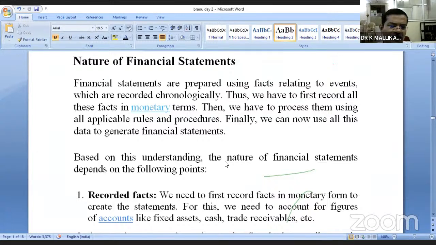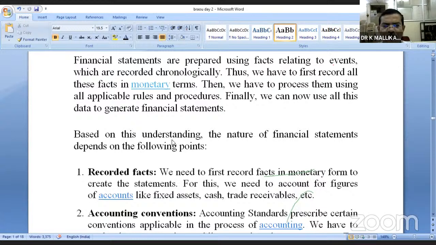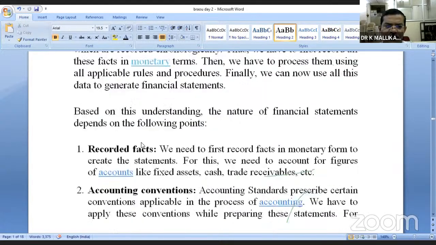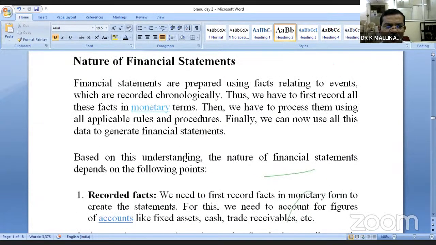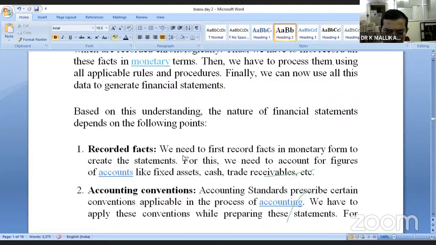Right? First record this, and whatever all the transactions are, they are measured in terms of monetary value. So one of the principles is the money measurement concept. Okay. So we have to follow all application rules and procedures. Finally, the company may also follow GAAP, generally accepted accounting principles, right? So based on that, there are some natures of these financial statements.